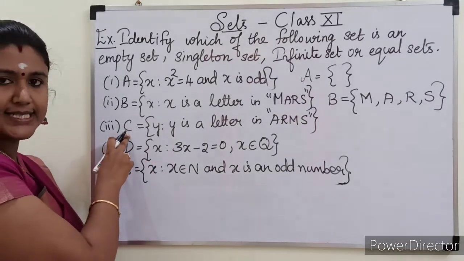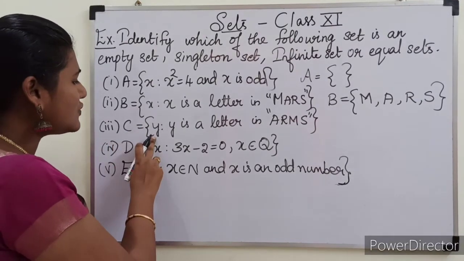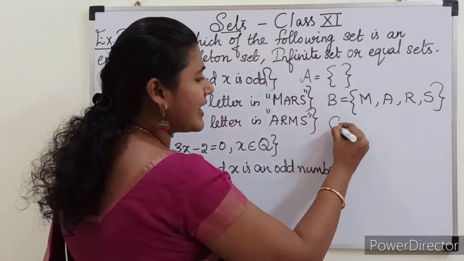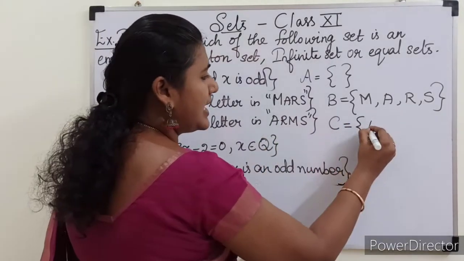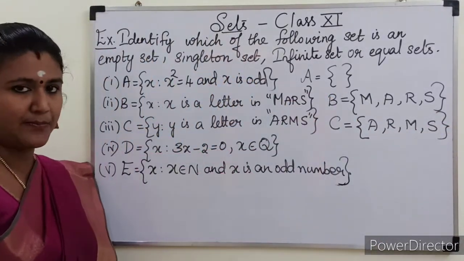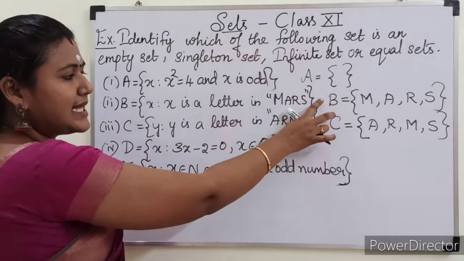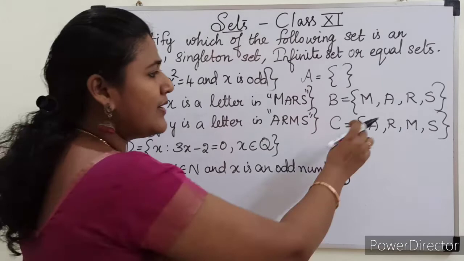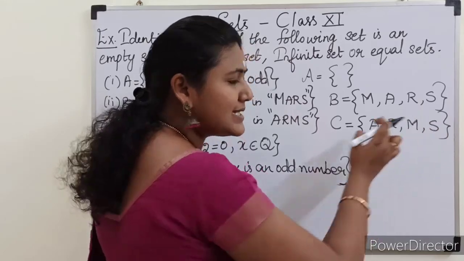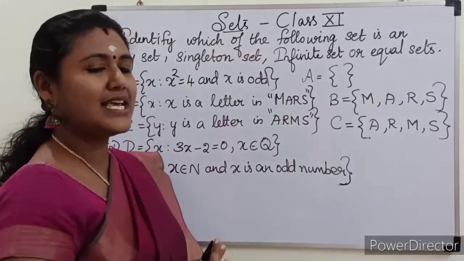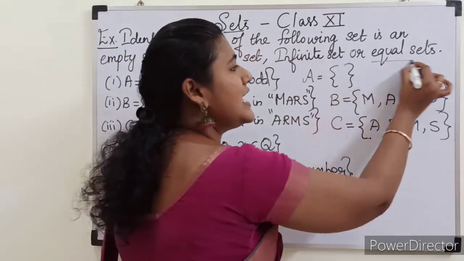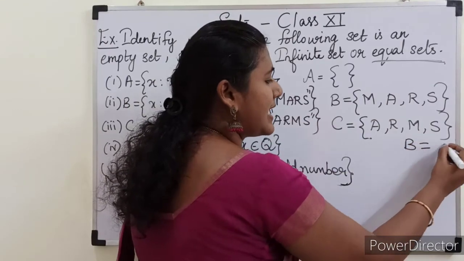Now we will go to the third set C. Here C is equal to the set of all y such that y is a letter in the word arms. So C is equal to {A, R, M, S}. These are the elements of set C. Now if you see sets B and C, all the elements of set B are there in set C and all the elements of C are also there in B. So here we can say B and C are equal sets.